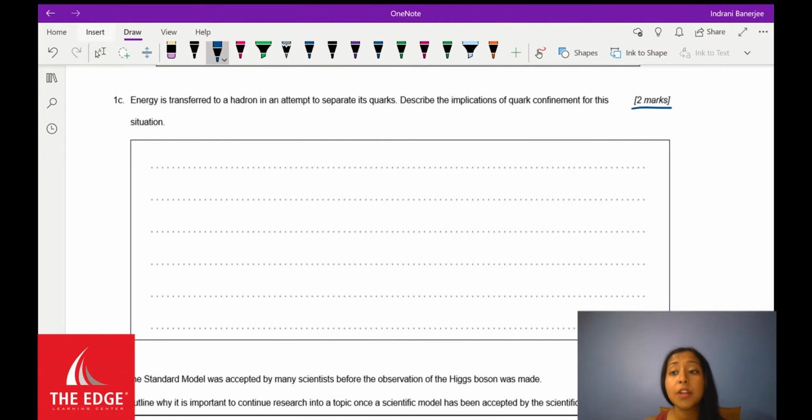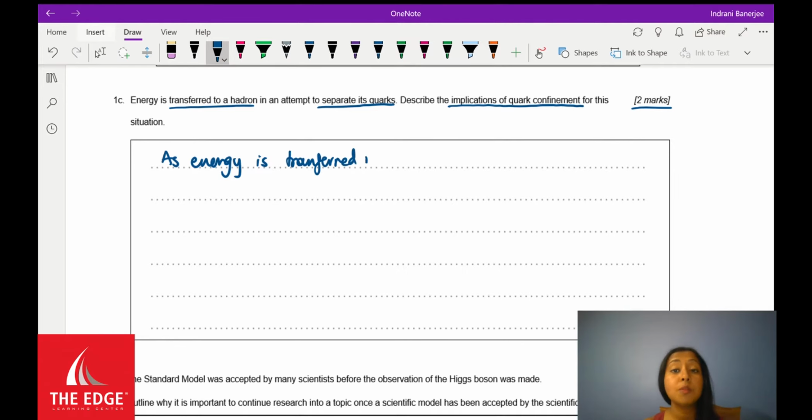So the third part of the question has described a scenario for us, which is energy is being transferred to a hadron in an attempt to separate the quarks, but we don't actually see that happen. And that's called quark confinement, which basically states you can't really observe isolated quarks. We can't really see an up or a down quark by themselves. So to answer this, we need a 2-parter.